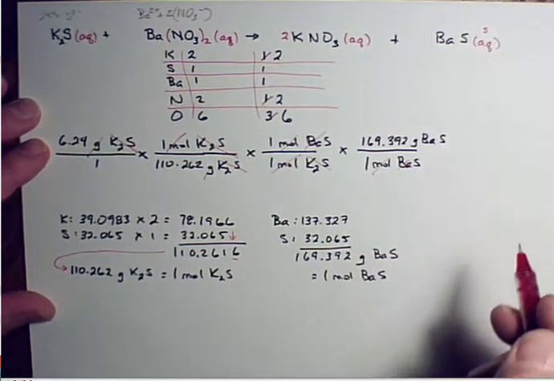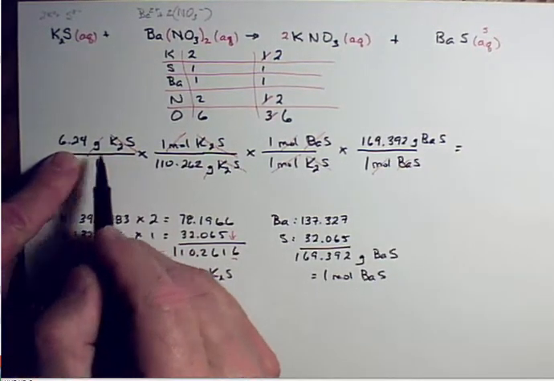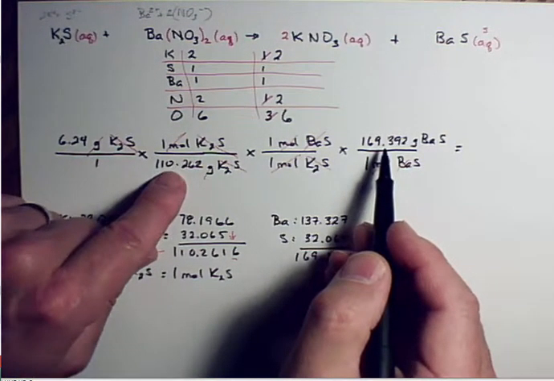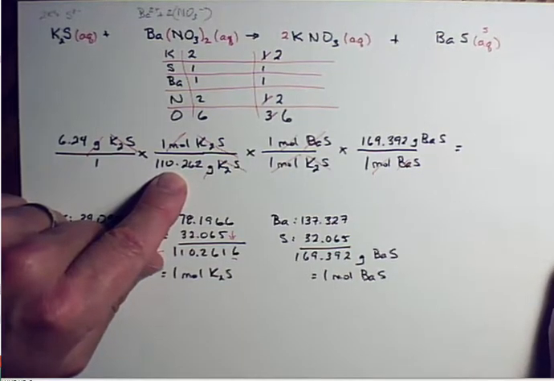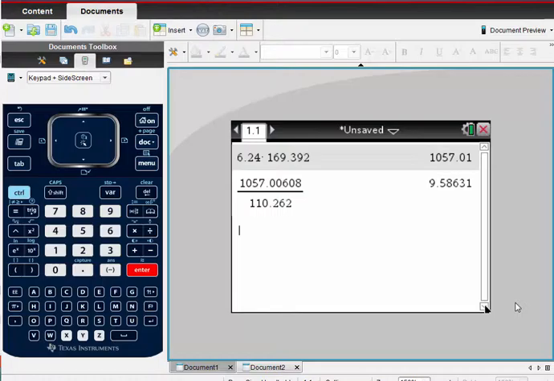So moles cancel and barium sulfide cancels. We're ready to do the math. And so we're going to take this number and multiply it by that number, hit equals, and divide by that number, and equals again. That's the fast way to do it that works on every calculator. So we'll take 6.24 times 169.392 and hit enter, then hit divide by, and put in 110.262. And that's going to give us 9.58631.